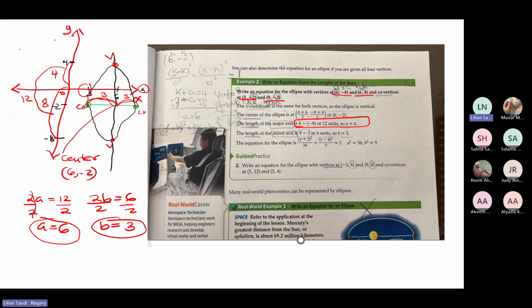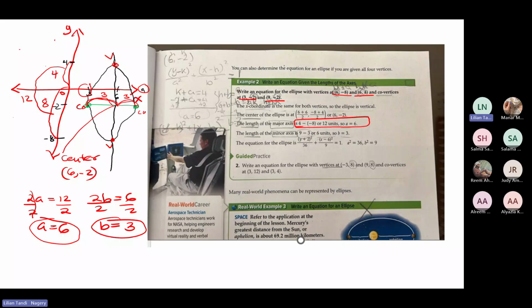We use the one that changes. When the center changes, don't say when the number changes. Look here, 6 is the constant. So what is the change? Negative 8 and 4. So we will use this. Yes, I agree. Can we move on? Yes.